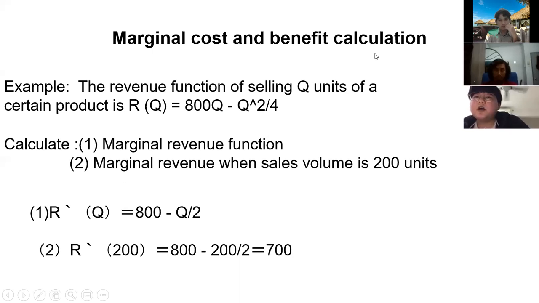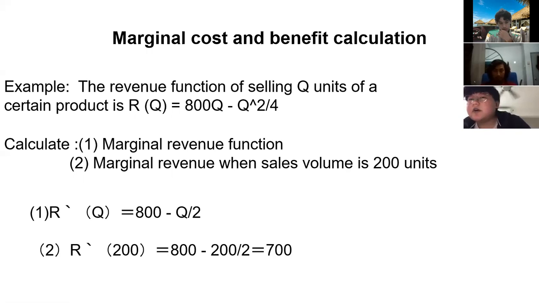Last example, marginal cost and benefit calculation. The example is: the revenue function of selling Q units of a company's product is R(Q) equals 100Q minus Q squared over 4. Determine the marginal revenue function. Find the marginal revenue when sales are 200 units.